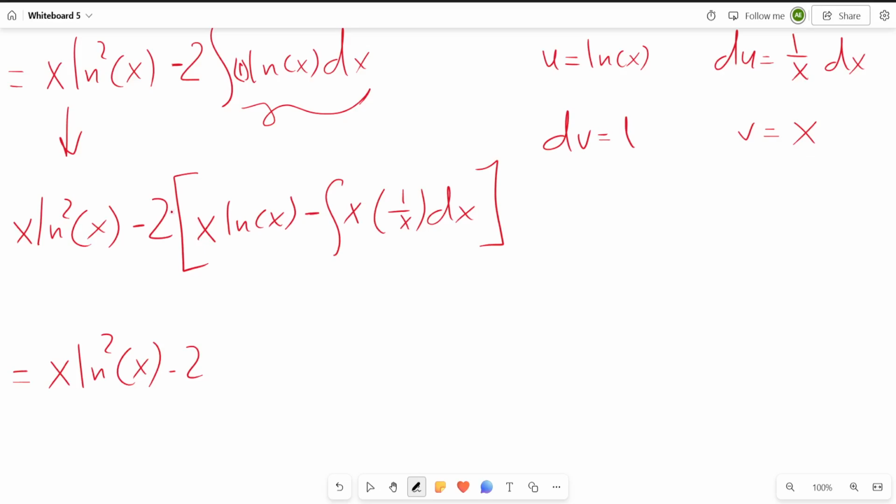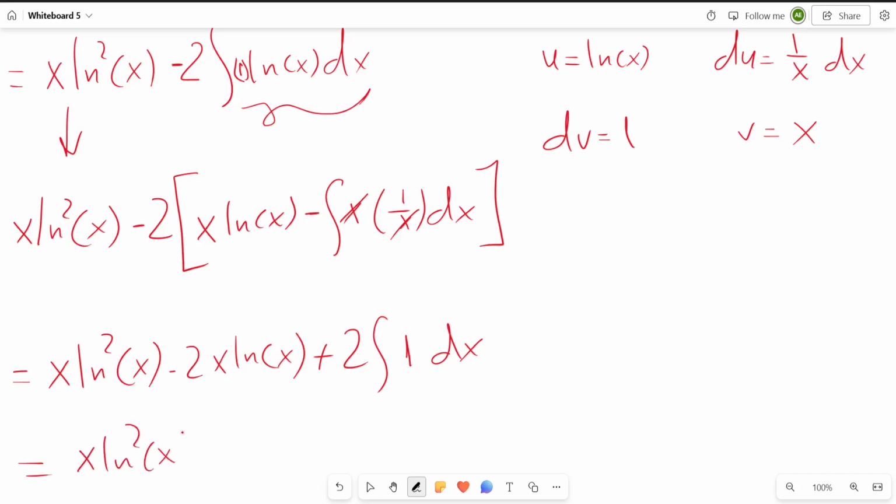Minus 2. I'm going to distribute the 2, so it's going to be minus 2x ln of x. And then I can see that this x and this x will cancel. Minus 2 times minus 1 is basically plus 2 integration of 1 dx. So this is simply minus 2x ln of x plus integration of 1 is basically x. So this is going to be 2x, and I don't forget my constant of integration, and this is going to be my answer for this question.